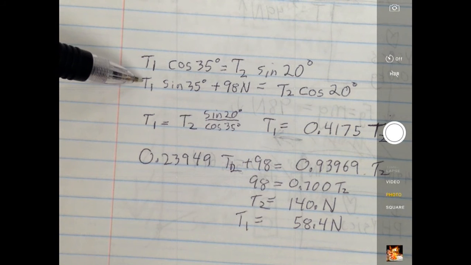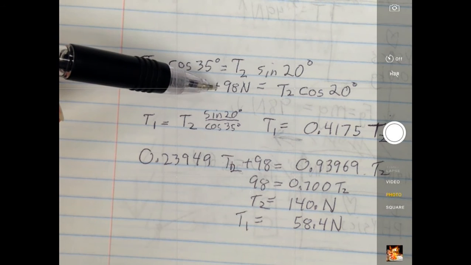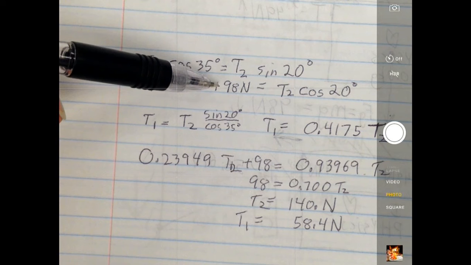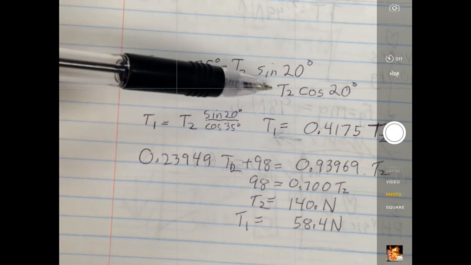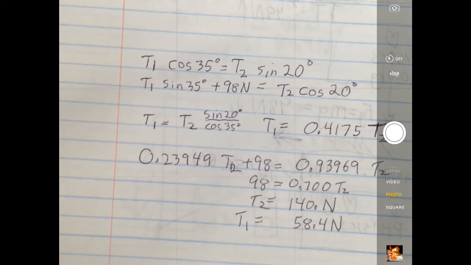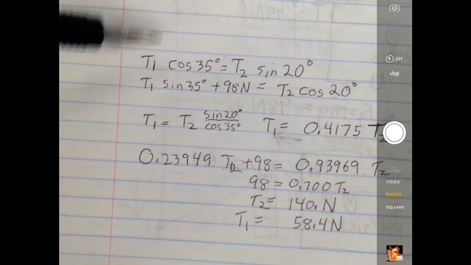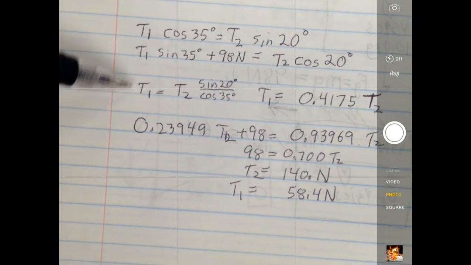Vertically, T1 sine 35 degrees is pulling down. Add that to the weight of the stop sign, 98 newtons, or traffic light, and they have to be canceled by the vertical component of T2 pulling up, so T2 cosine 20 degrees. Here are my two equations, two unknowns. I choose to substitute for T1.